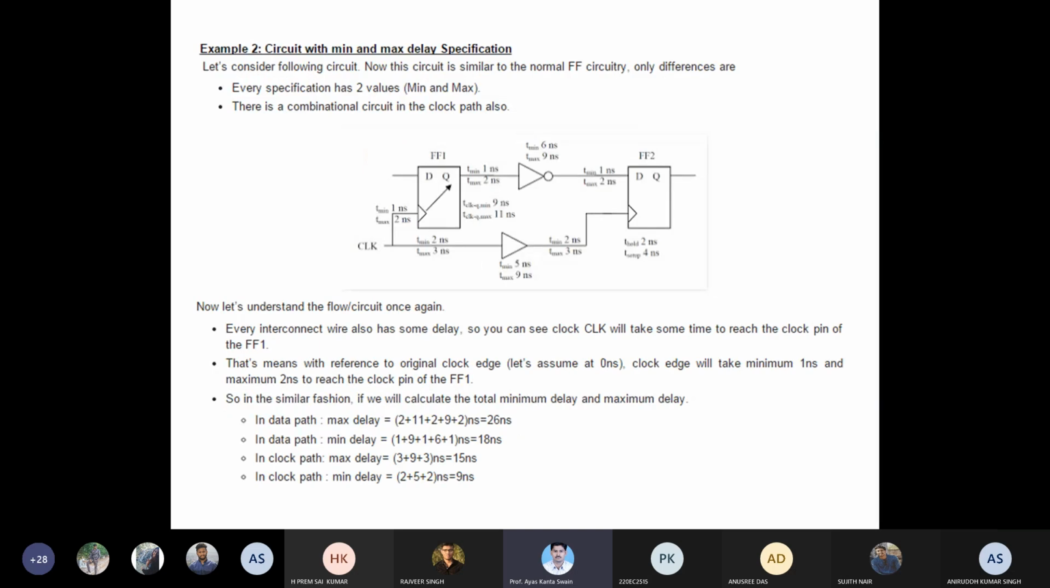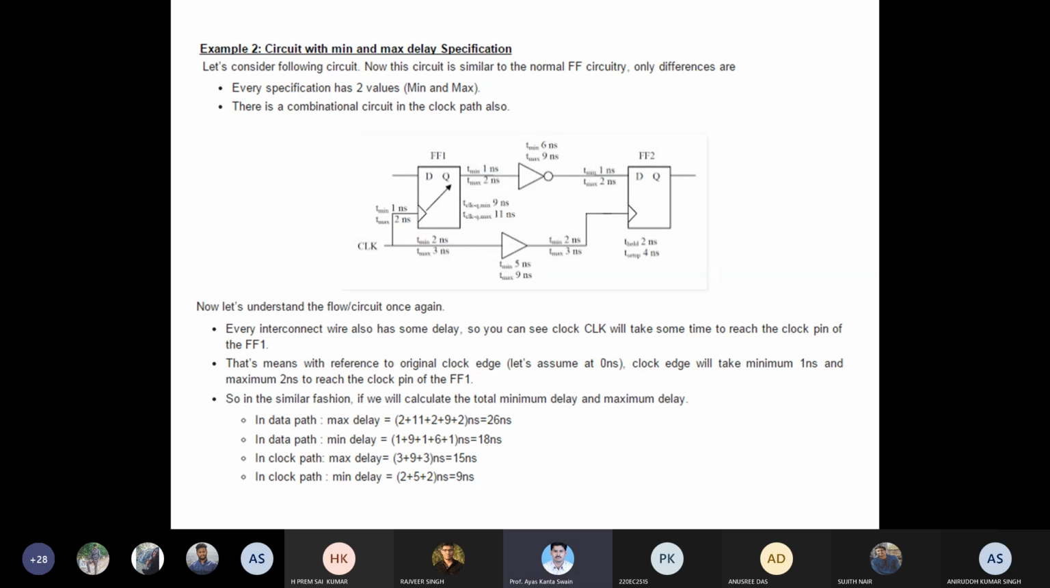Another example we have taken: sometimes you will find circuits with both minimum and maximum delay. Actually what happens, like I told, when library vendors give circuits, they also give minimum delay and maximum delay, and there are provisions in Verilog also. We have discussed this. Okay.